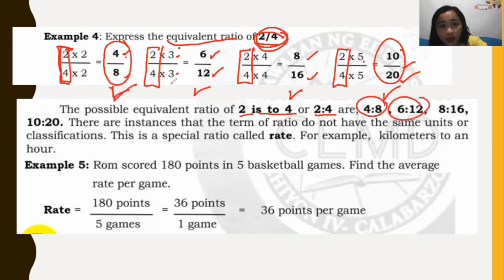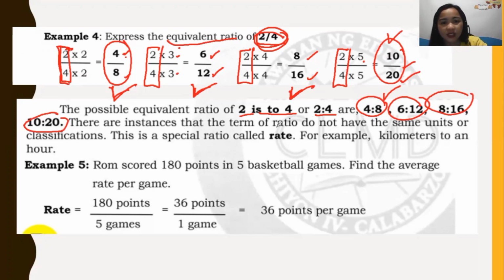6 is to 12, and 8 is to 16. And we have 10 is to 20. It can still continue; you can multiply it further by 6. All of those are equivalent ratios of 2 is to 4.